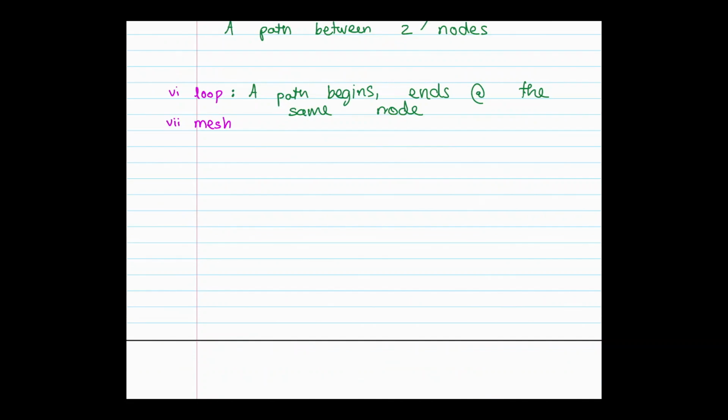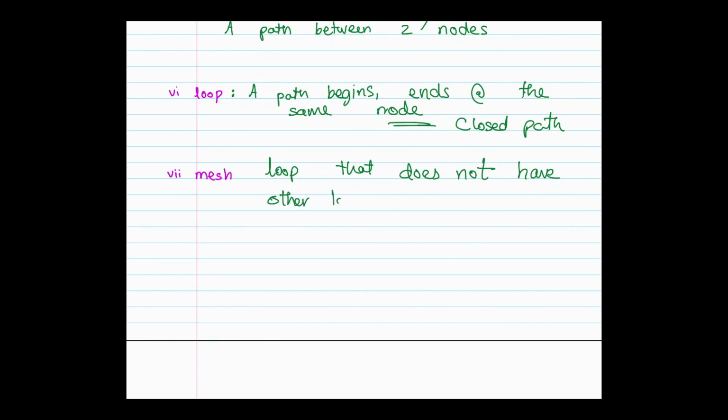Okay, now the last definition that we want to discuss is a mesh. A mesh is a loop. Okay, remember what a loop is? A loop is a closed path. Okay, simply put, a loop is a closed path, a path that begins and ends at the same node. Now, a mesh is a loop that does not enclose any other loop.